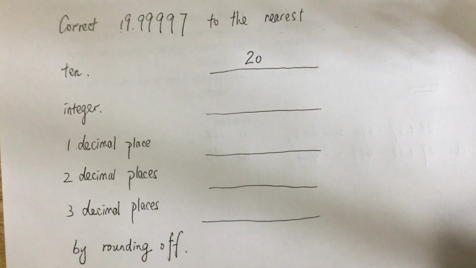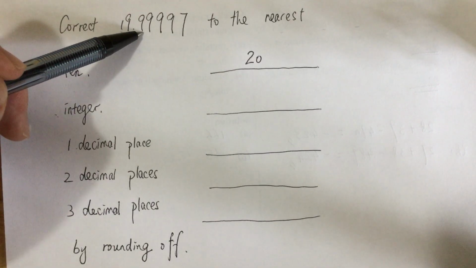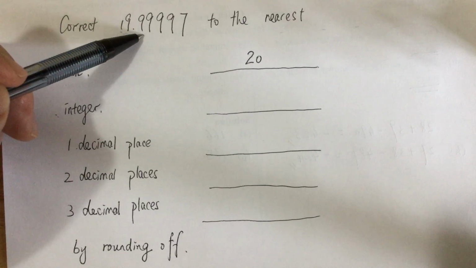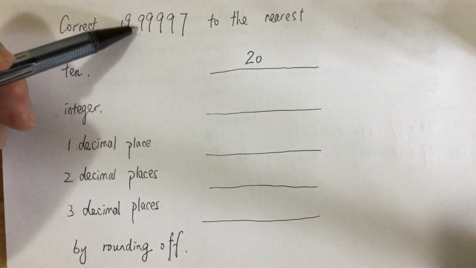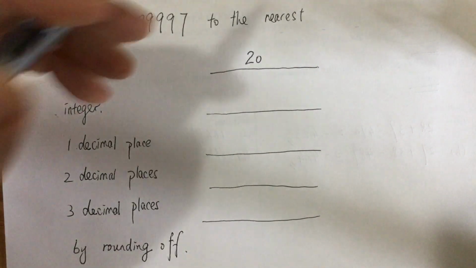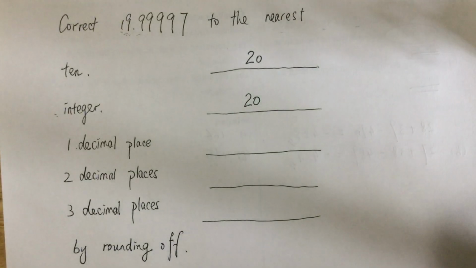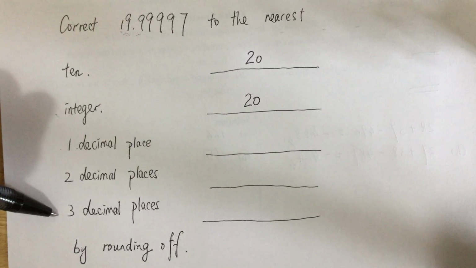Okay, now the second one, for the integer. For the integer, we look at the first 9, and then I use the second 9, which is behind the decimal point. That is 9, so I will add one more. So this is once again 20. These 2 are not difficult. The difficult part is these 3.